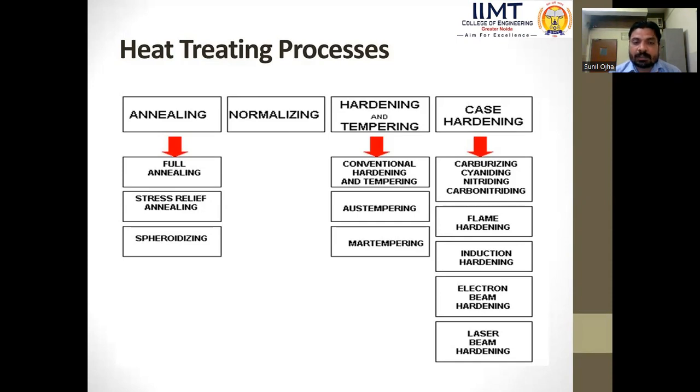That further has three different types of hardening and tempering: conventional hardening and tempering, harsh tempering, and martempering. Then there is case hardening, also called differential hardening, in which carburizing, cyaniding, nitriding, and carbonitriding. Then flame hardening, induction hardening, electron beam hardening, laser beam hardening. So these are the different types of heat treatment processes.